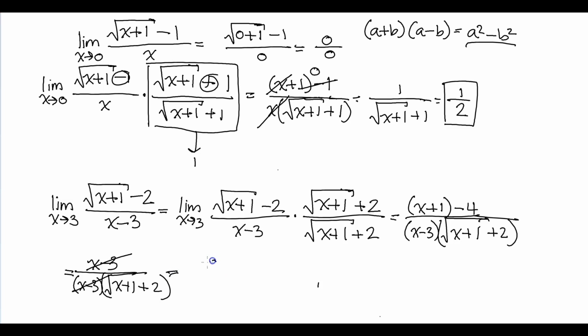And you are left with the limit as x approaches 3 of 1 over the square root of x plus 1 plus 2. Now you can evaluate it easily. That's just 1 over the square root of 3 plus 1, which is 4, and the square root of 4 is 2. 1 over 2 plus 2 is 1 over 4. So these are some basic, well, not really basic, but more advanced techniques that help you solve a wider variety of limits.